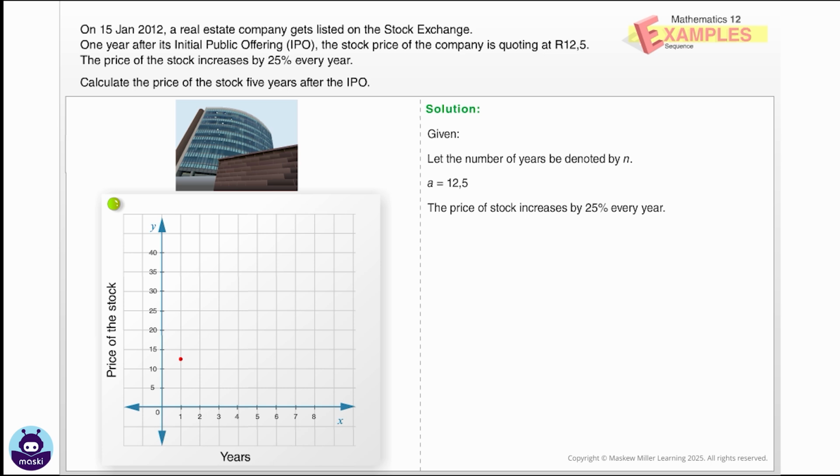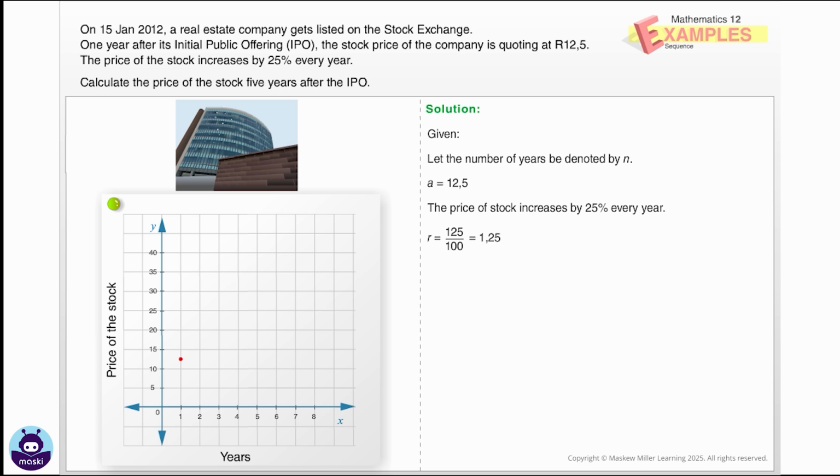This means that if the price of the stock was 100 Rand, it increased to 125 Rand after 1 year. Therefore, r equals 125 over 100 equals 1,25. So, the common ratio, constant, that must be applied to obtain the successive terms is 1,25.